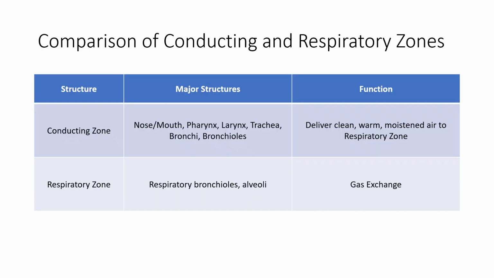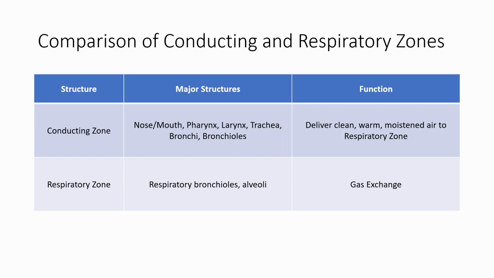There are really two main zones of the respiratory system, the conducting zone and the respiratory zone. The conducting zone is basically the delivery system of air. The conducting zone is not responsible for doing any sort of gas exchange. It's just to bring in air, warm it up, clean it up, moisten it, right? Prepare the air for gas exchange.